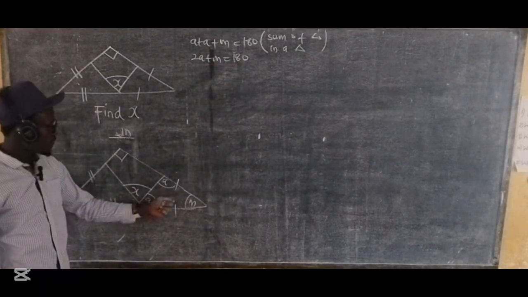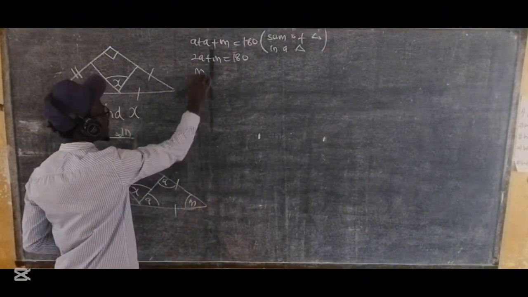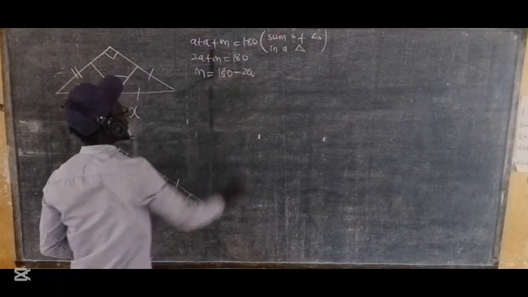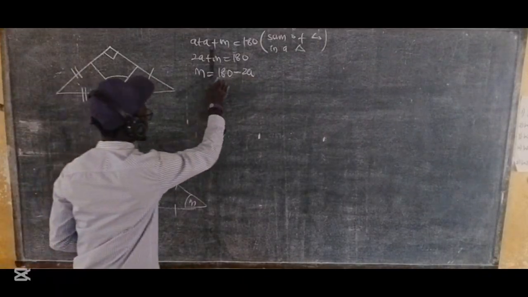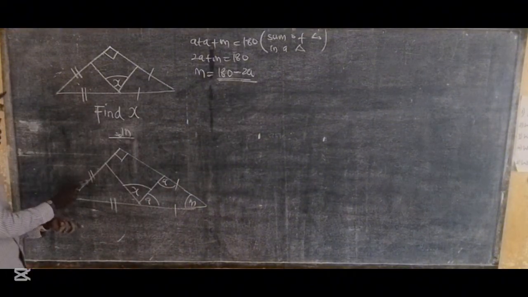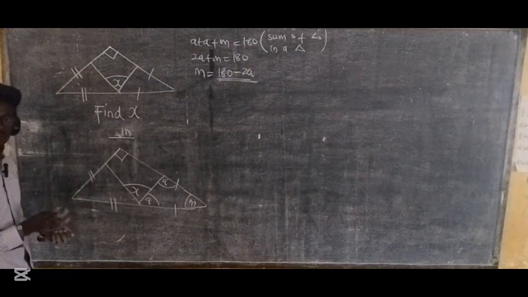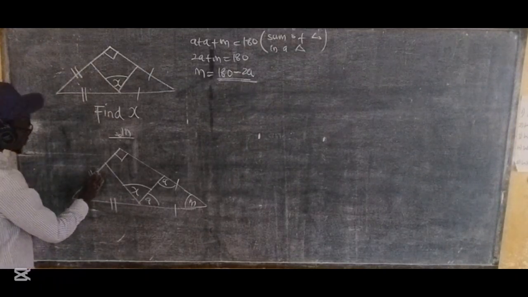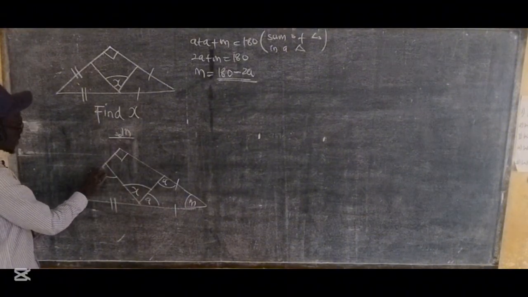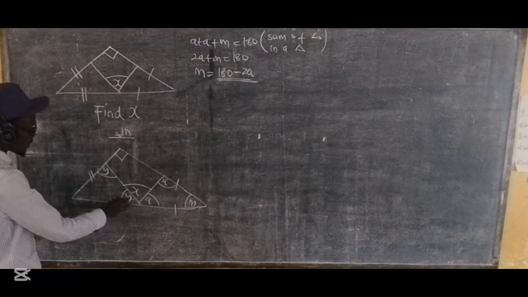But mind you, we want to find the value of M first. If we want to find M, the 2A moves across. This becomes M equals 180 minus 2A. So this is the value of M. Let's keep this value. Now if you look at this other part, these two lines also symbolize that the base angles of this triangle are also equal. Therefore, let's say this is angle Y.